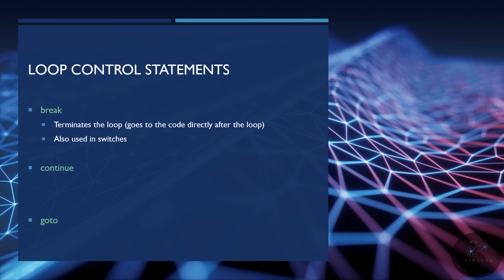Again, we'll explore that when we get to switches, which we will use in our hangman game. Next, we have continue. Continue skips the rest of the code in the loop, and we'll use this in one of the challenges as an example, and immediately resets its conditions before reiterating the loop. And finally, we have go to.